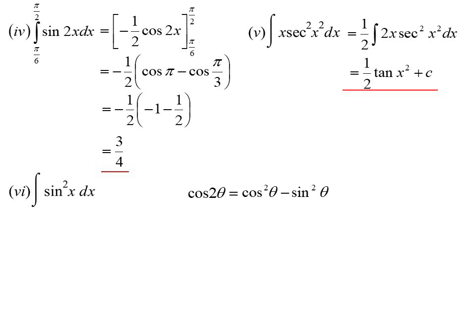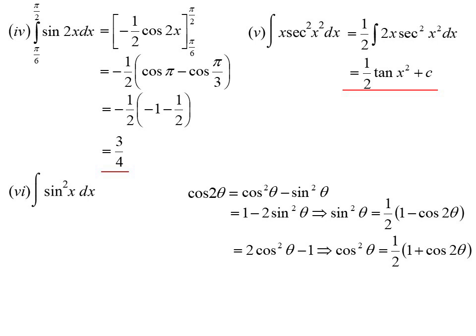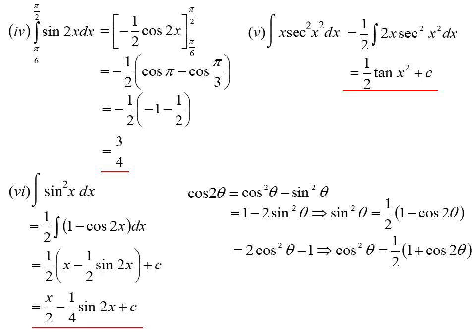Cos 2 theta, remember the different ways we could write it. We could write it as cos squared minus sine squared. I could also write it in terms of just sine squared, so 1 minus 2 sine squared. If I make sine squared the subject, I get a half of 1 minus cos 2 theta. And for cosine, well, I end up with cos squared as a half of 1 plus cos 2 theta. It allows me to do these integrals. So sine squared, that goes to a half of 1 minus cos 2x. I can integrate both of those. So the 1 goes to x, the cos goes to sine, so we get minus a half sine 2x. We have our answer. You can always guarantee you're going to get one of those.